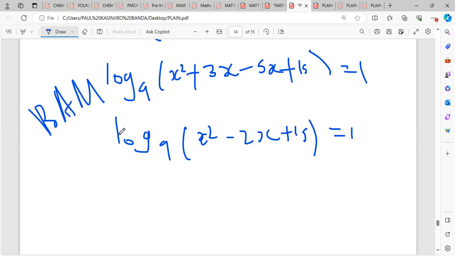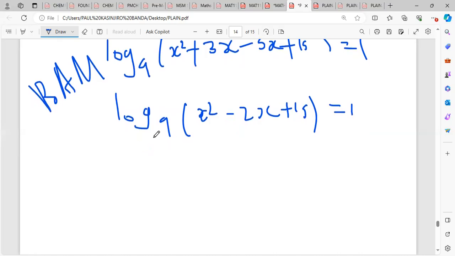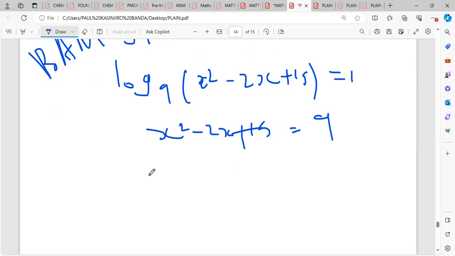Okay, so what do we have here? Base to the power answer is equal to what is in the middle. So what is in the middle, plus 15, is equal to base to the power answer. Meaning 9 to the power 1, which is just 9. So let's solve this equation.